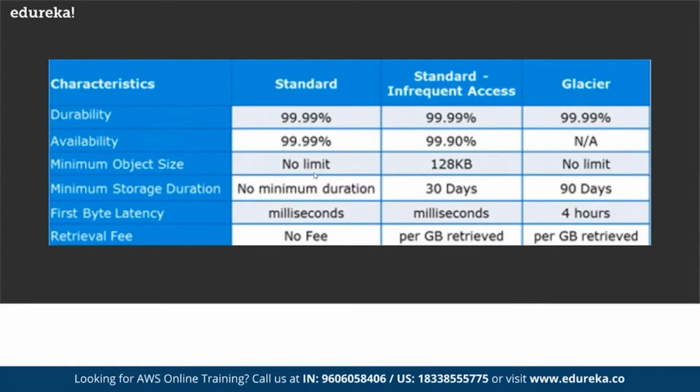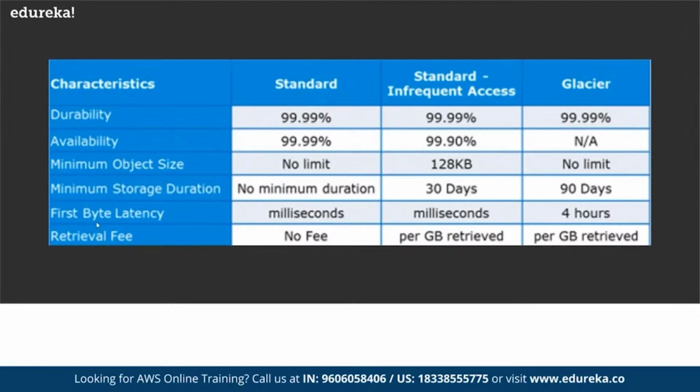Now in standard there is no limit on the minimum size of file that we can have. In infrequent access, we need to have files of at least 120 KB, right? And there's no limit for Glacier as well. Same way in terms of minimum storage duration, there's no minimum period required for standard, whereas for infrequent, we require to store the files for at least 30 days, and in Glacier, we need to store them for at least 90 days, right?